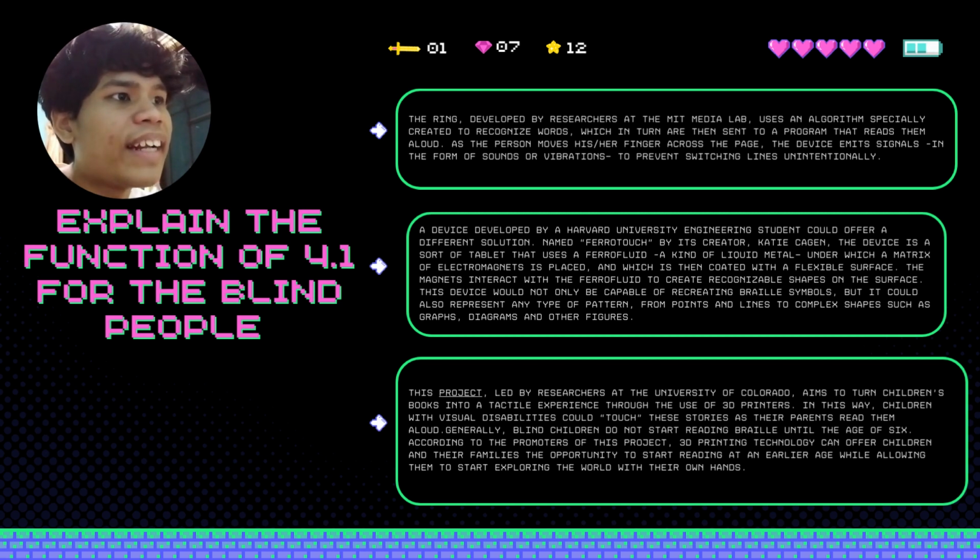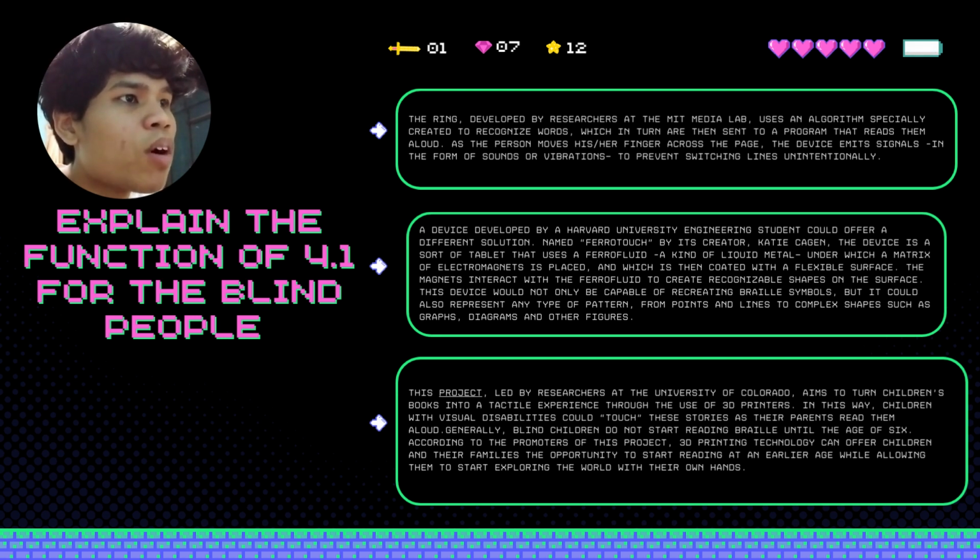For a ring to read any text, the ring developed by researchers at the MIT Media Lab uses an algorithm specially created to recognize words, which in turn are then sent to a program that reads them aloud. As the person moves his or her finger across the page, the device emits a signal in the form of sound or vibration to prevent switching lines unintentionally.